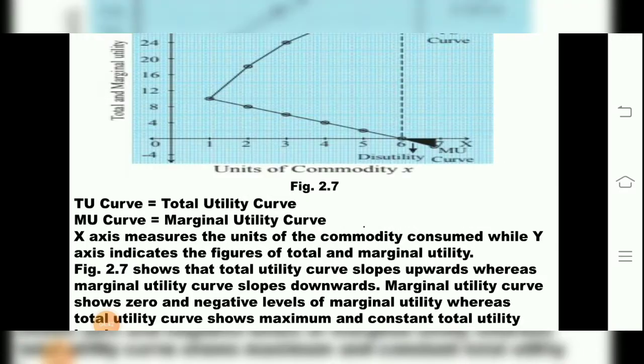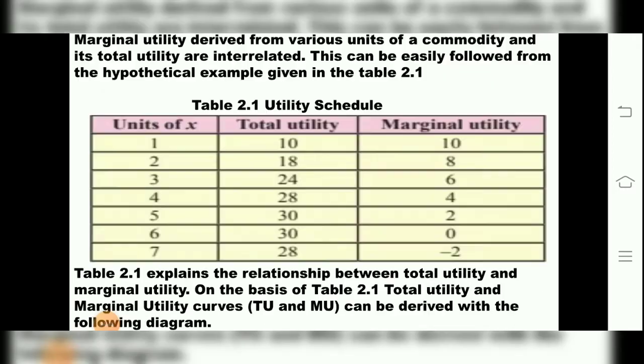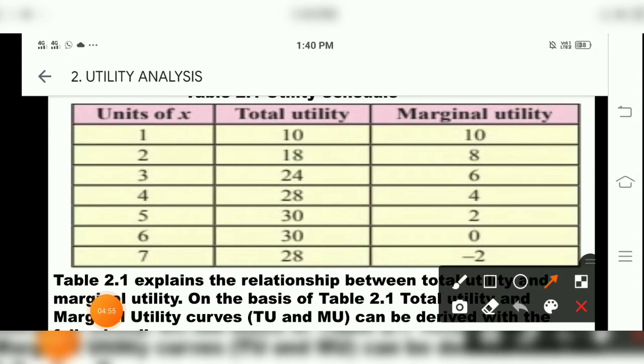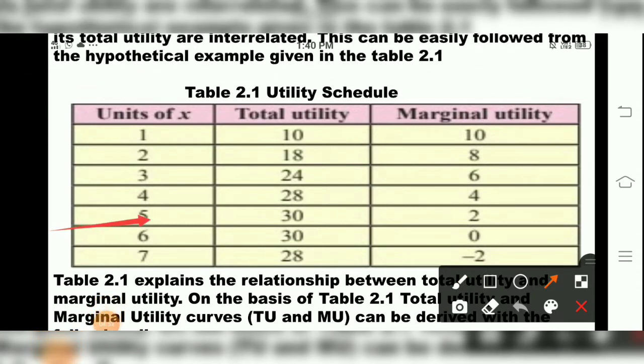See the table. When total utility reaches its maximum height, see over here, at the fifth unit 30 is there and at the sixth unit also 30 is there, which means it is at maximum height. Then, when total utility reaches its maximum level, children, marginal utility is 0. Keep in mind, when total utility reaches its maximum, marginal utility is 0.